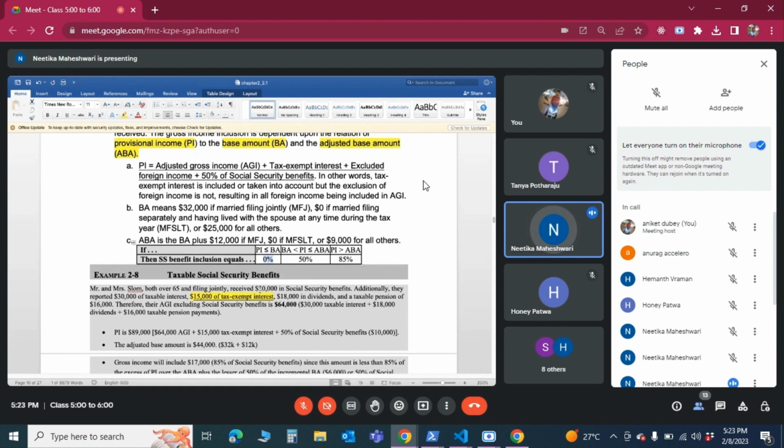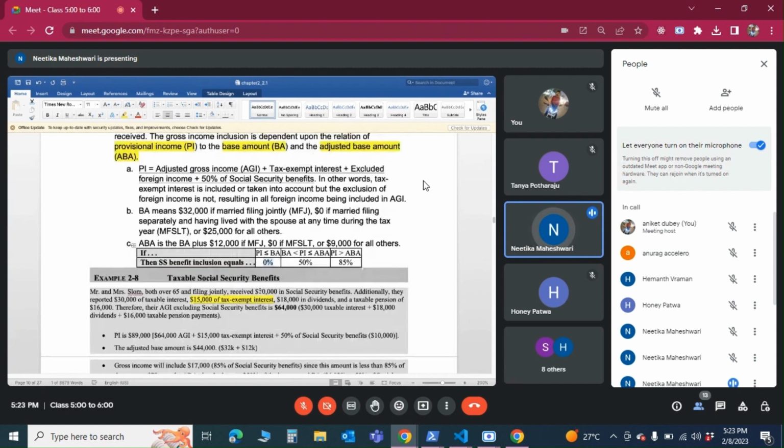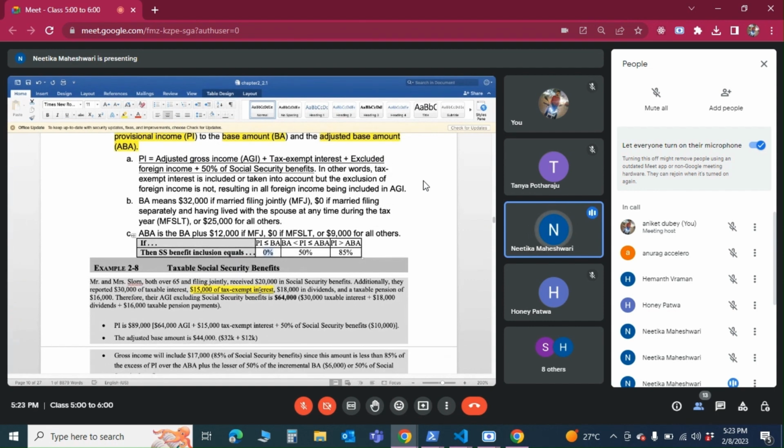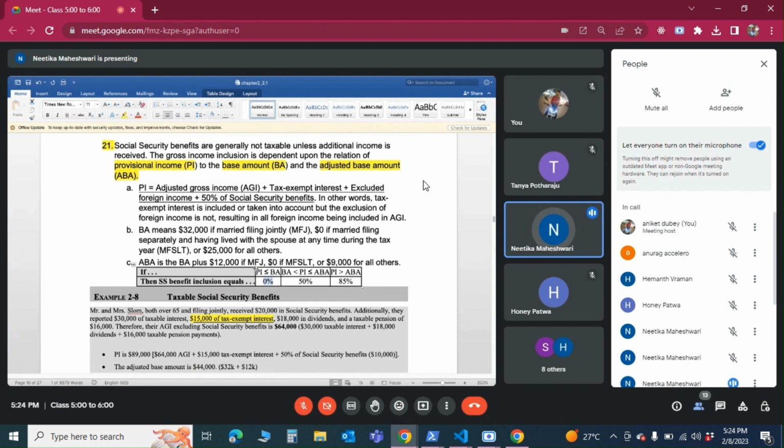So when the client asks us, we should know the real rule around it. They may come and say, hey, I got so much of social security, I know it is not taxable, so don't worry about that, you just work on other numbers. We need to tell them, yes, fine, it's not taxable, but we still need to know what you have received and what your other non-taxable income is, because we have to calculate this and see if some part of it is still coming up as taxable to you.